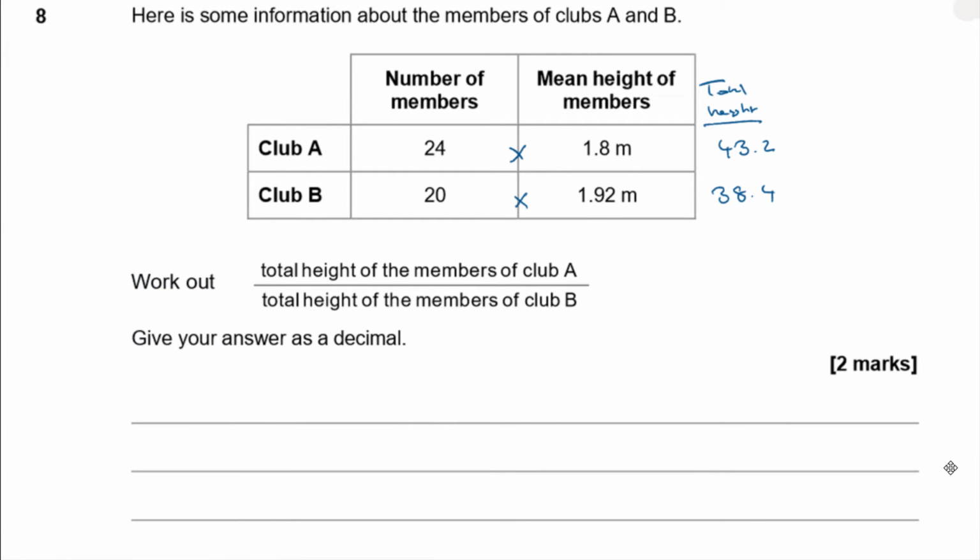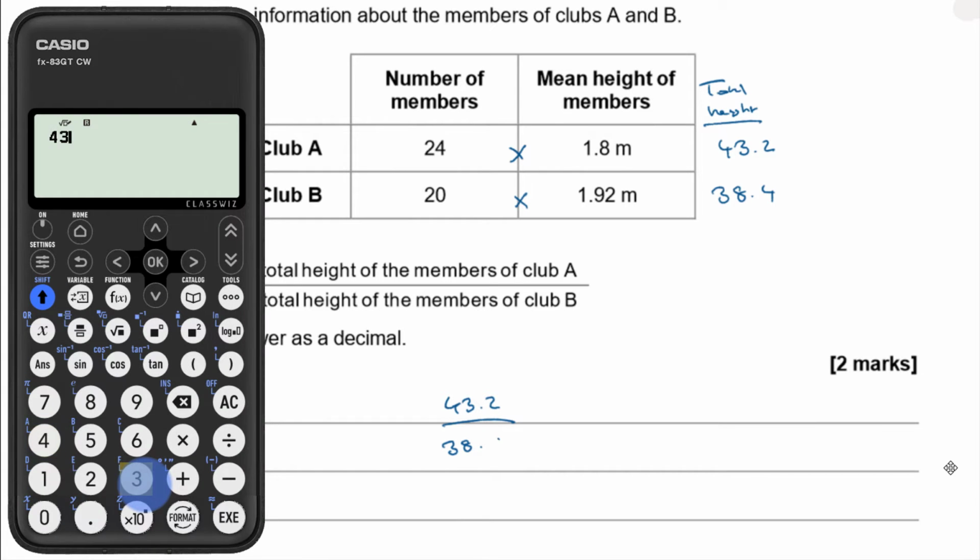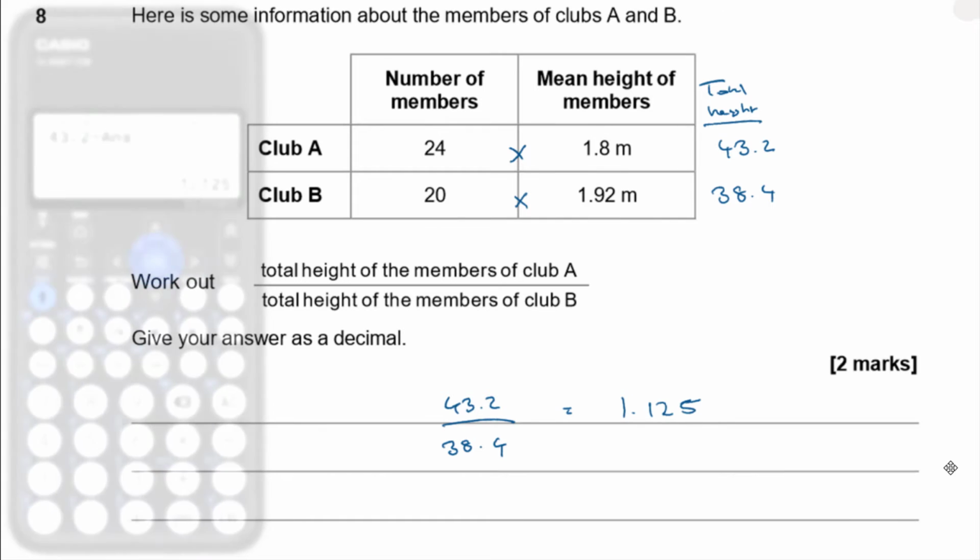Okay, so then the total height of members of Club A, 43.2, divided by the total height of members of Club B, 38.4. What's that then? That comes to 9 over 8, which is 1.125 as a decimal, 1.125.